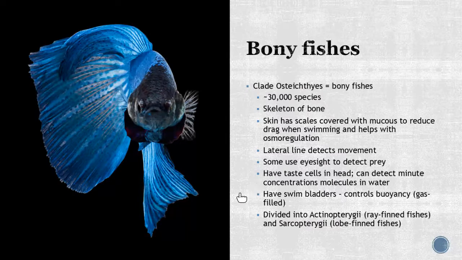What's unique about these guys is they have swim bladders that help control buoyancy, and they're going to be filled with gas, and they can reduce or increase the amounts to help with swimming. Now, it's broken up into the ray-finned fishes and then the lobe-finned fishes, and it all comes down to how the fins of the fishes are divided up. I'm not going to go into much detail about it.